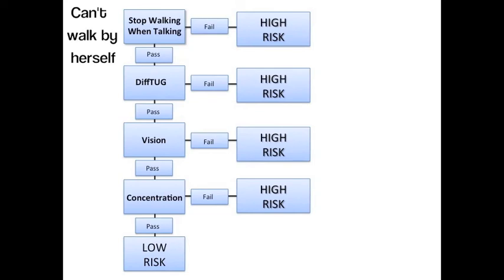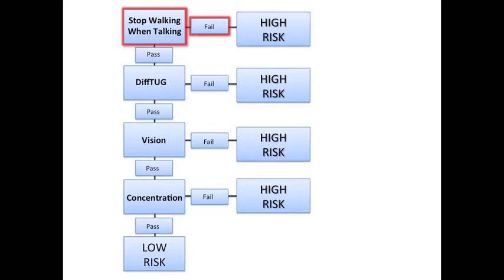Kathy can't walk by herself, therefore she uses her cane to help her walk. The first test she did was the stop walking when talking test. She failed this test. Therefore, she is automatically at high risk for falling. Because she failed this test, none of the other tests need to be done.